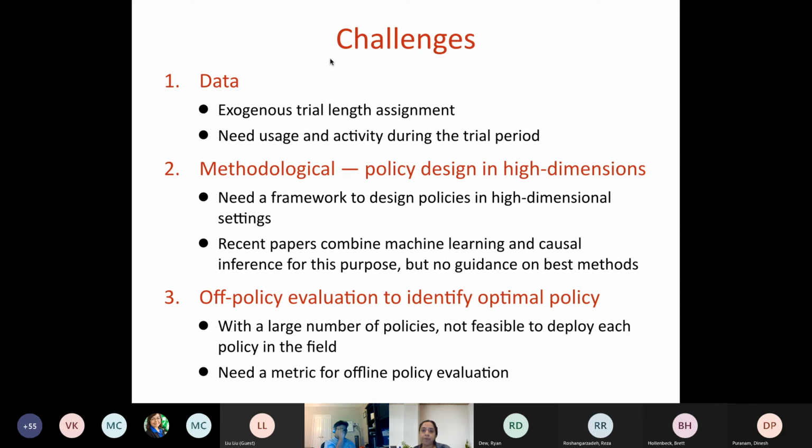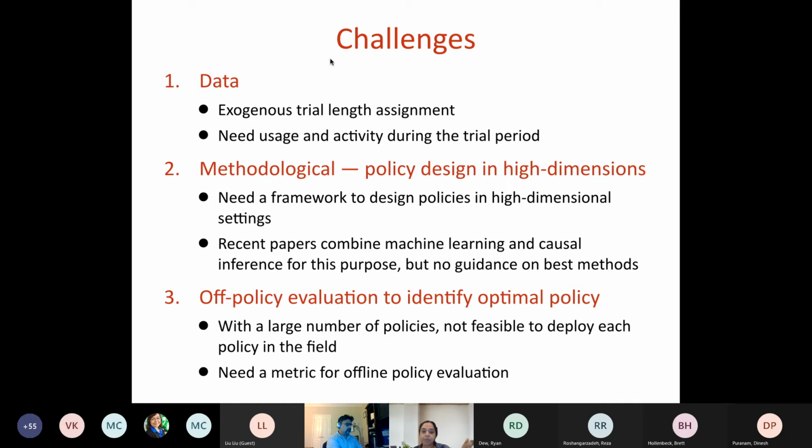So there have been recent papers which combine methods from machine learning as well as causal inference for this purpose, both in marketing and also in economics. But there's really not so much guidance on what are the best methods to do so. And maybe they all give the same answer, or maybe they all give different answers. And if so, what can we take away if we compare them? So that's the second challenge.